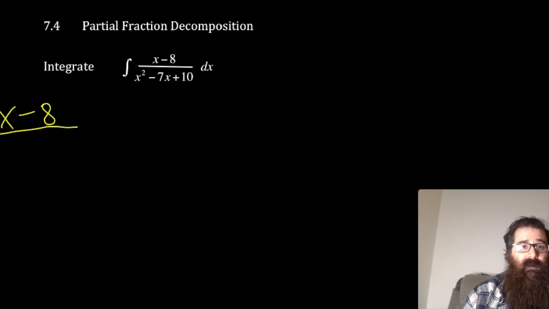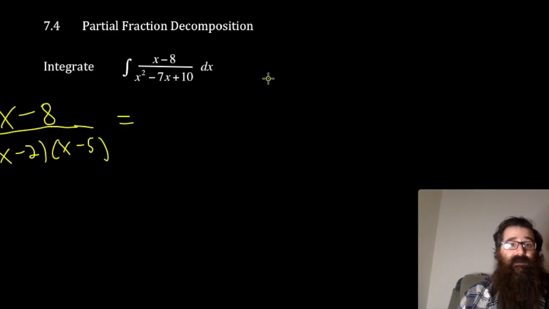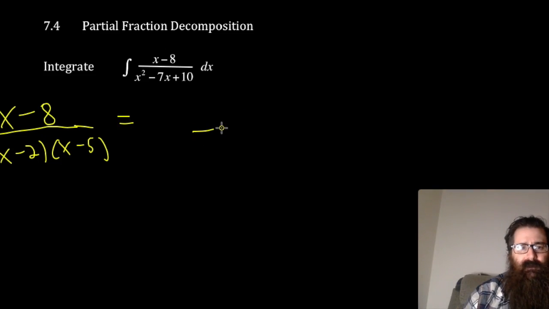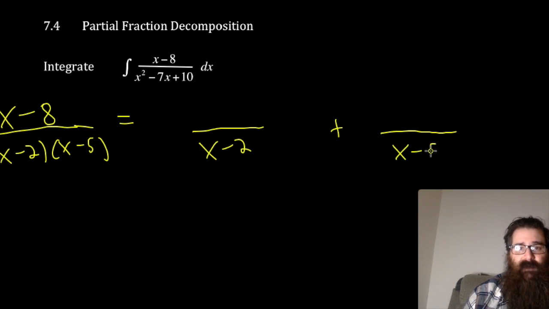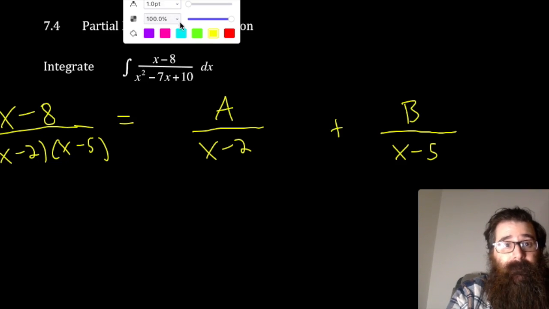I can factor the denominator, x minus 2, x minus 5, and this is going to be a case 1 partial fraction decomposition, which I can split up into the sum of 2 smaller fractions, one with x minus 2 in the denominator, another with x minus 5 in the denominator, and each with arbitrary constants on top, A and B. And I want to solve for what those have to be, so hopefully they don't stay arbitrary, right? I want to know what they should be.